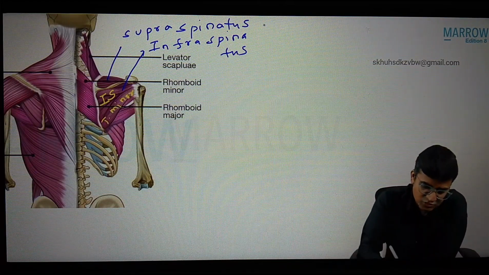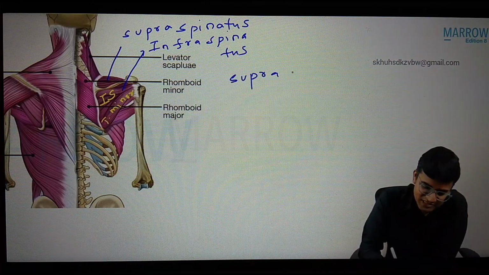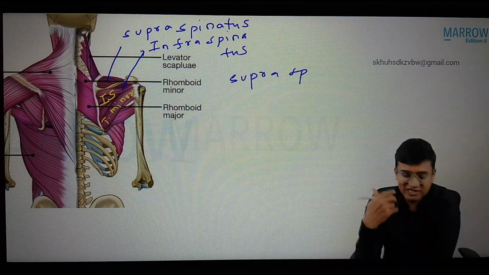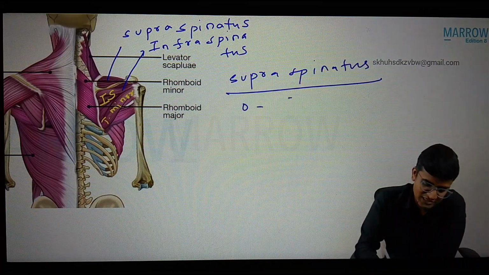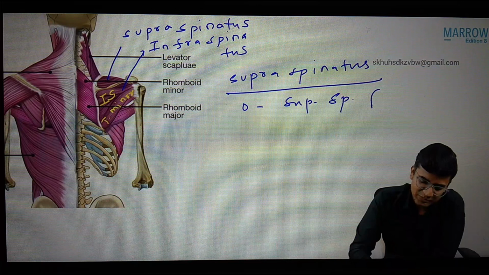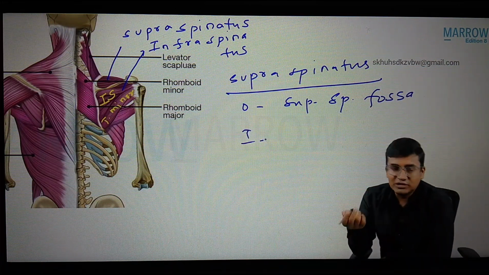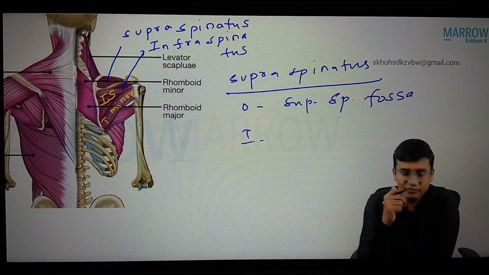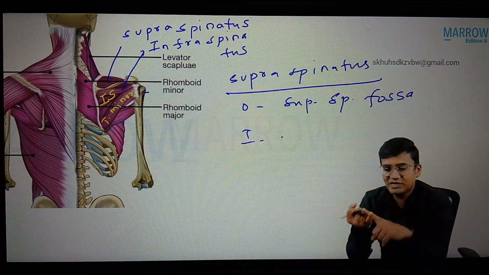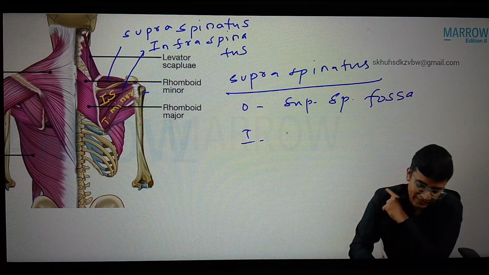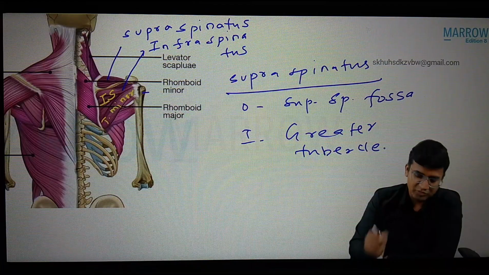Now first, the supraspinatus muscle. The supraspinatus muscle originates from the supraspinous fossa. What about the insertion? I told you, it inserts to the greater tubercle. The greater tubercle receives three muscles: supraspinatus, infraspinatus, and teres minor. So insertion, greater tubercle.